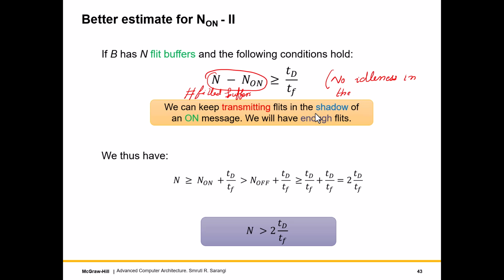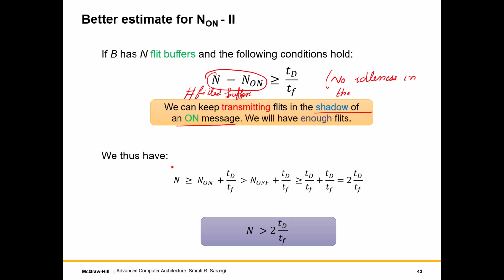in the shadow of an on message, right? Such that you can keep on transmitting flits, and in the shadow of an on message there is no idleness at all. This is something that we would like to ensure and to have. All right. So the point is that we will have enough flits.